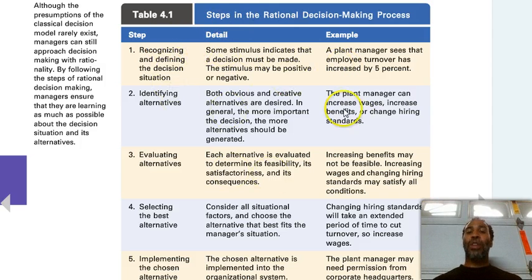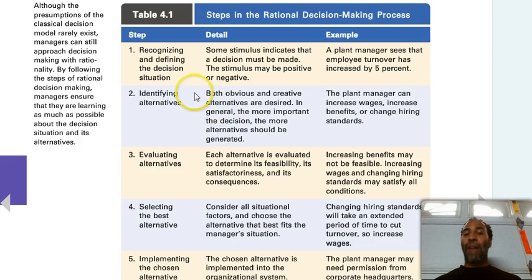So here's the step, here's the detail, here's the example. I want you to go over this chart yourself, but I just want to read a couple so you kind of understand it. So, recognizing and defining the decision situation, right? Then here's the detail. Some stimulus indicates that a decision must be made. The stimulus may be positive or negative, right? It may say that you're going to get a positive or negative effect from that. Example, a plant manager sees that employee turnover has increased by 5%. If it increased by 5%, then what decision do you need to make? You need to make certain decisions that make the employees more comfortable, allow them to feel like they want to stay at the company a little bit longer, right? So the step and the detail dictate how you're going to handle or manage the situation.